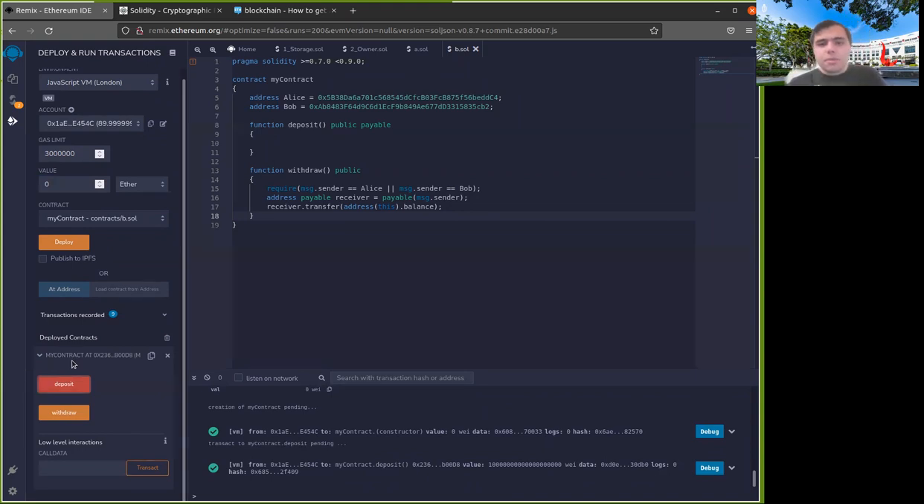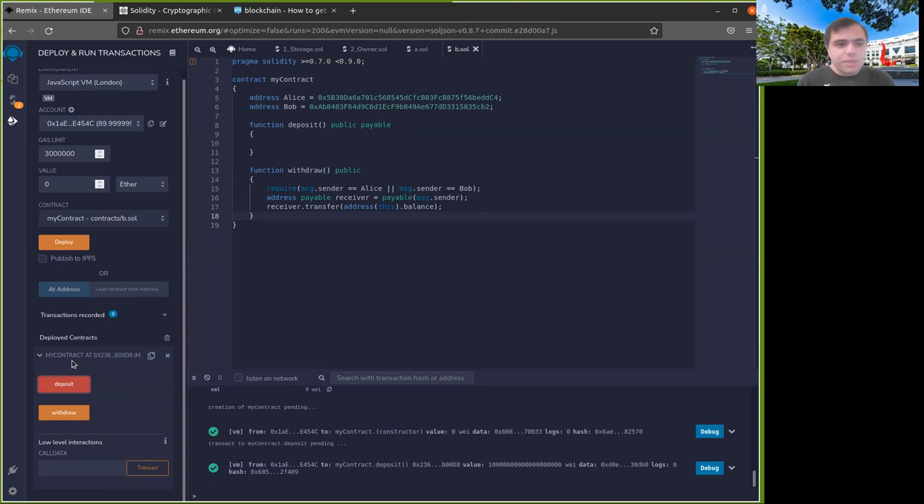Now what's the problem? The problem is that both Alice and Bob can call this withdraw function and they can get the 10 Ether, right? But the thing that we said last time is that whenever you want to call a function, what you're actually doing is creating a transaction and publishing that transaction on the network, and then a miner would mine it.